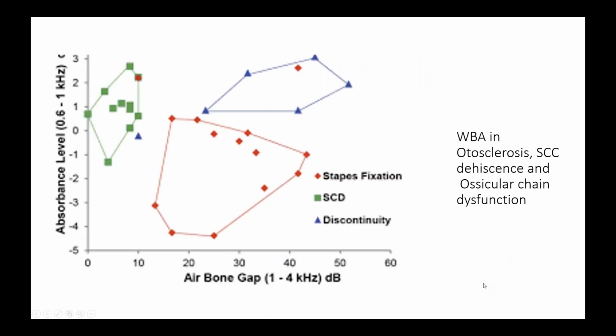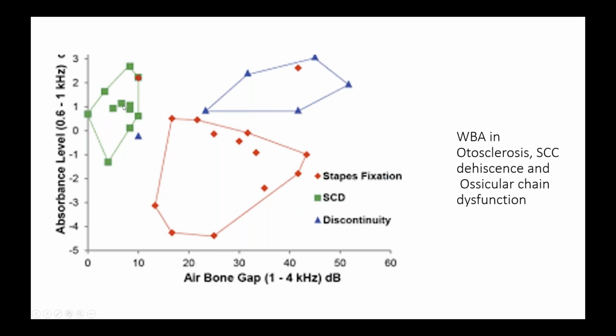There's another study that compared wideband absorbance in ears with otosclerosis, semicircular canal dehiscence, and ossicular chain dysfunction. Now, we know that all three conditions give an A-type tympanogram. Here, the absorbance is represented as absorbance level in dB, and this is the difference compared to a normal level in ears with the three different conditions.